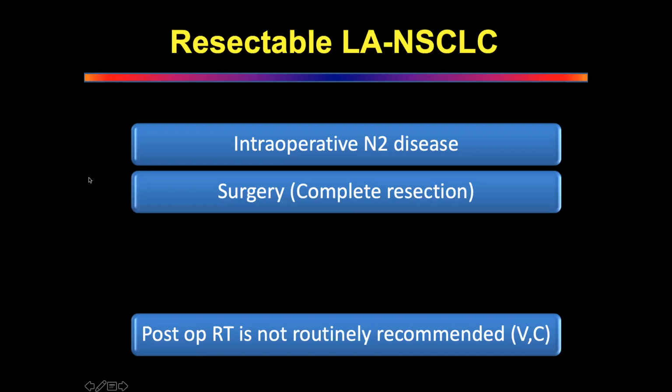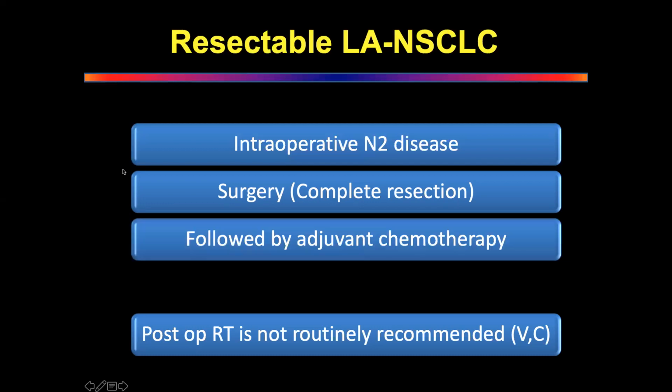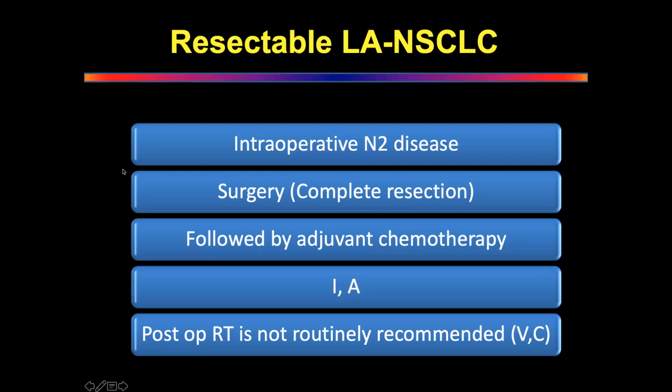This is a scenario which very often happens to a lot of us. So if there is a single station N2, which you found intraoperatively, the answer is you complete the surgery, but you do a systematic mediastinal nodal dissection and then discuss in the multidisciplinary team meeting 6 weeks following the surgery, and then this patient should be considered for adjuvant chemotherapy. Okay? Level of evidence 1A.